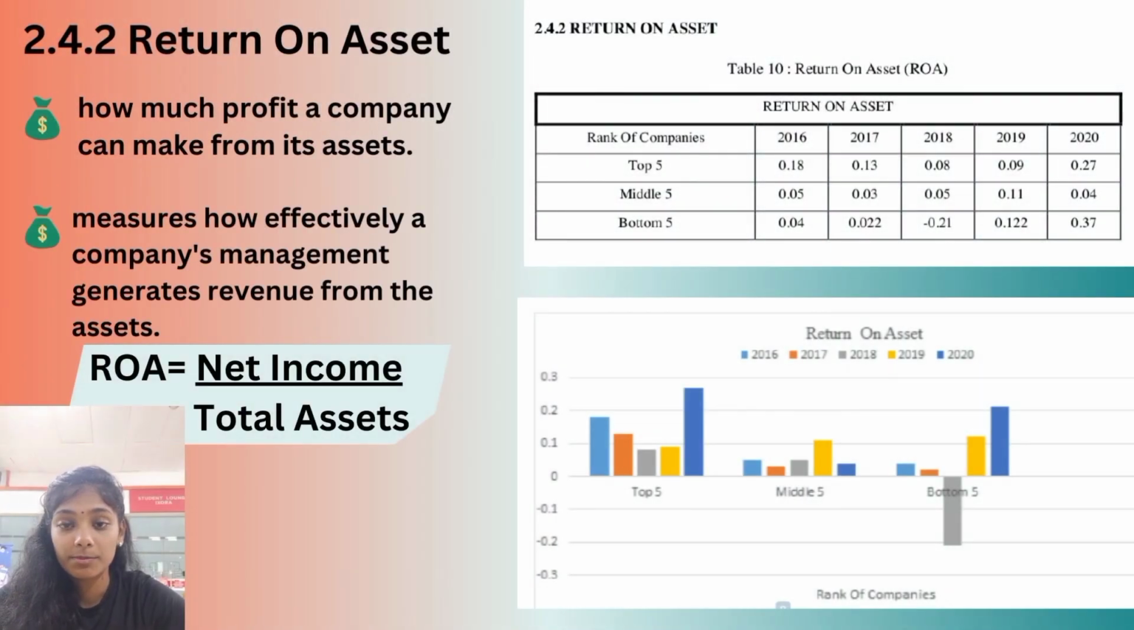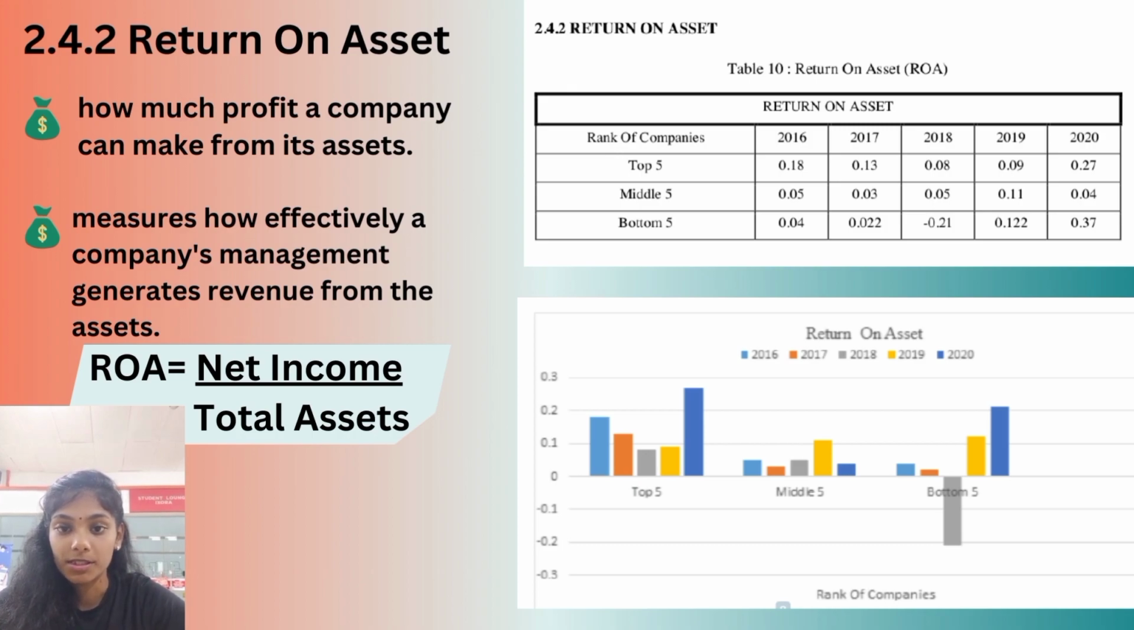Now I would like to explain return on asset. A profitability ratio called return on assets shows how much profit a company can make from its assets. To put it another way, return on assets, which is called ROA, measures how effectively a company's management generates revenue from the assets or financial resources that appear on its balance sheet. By dividing a company's net income by the average of all its assets, ROA is determined.